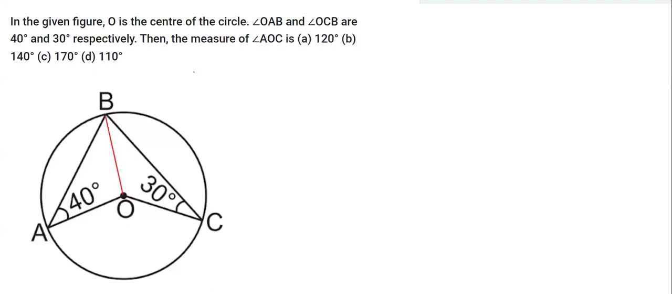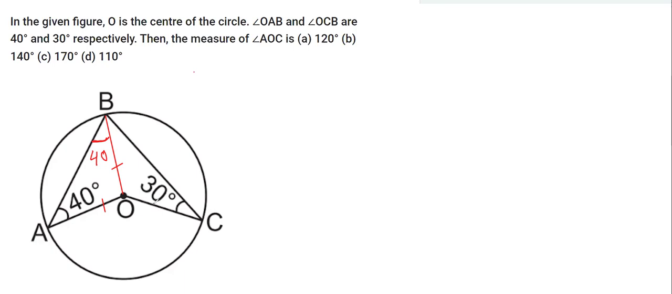Now, what you can see here that these two sides are equal. So we can apply the property that angles opposite to equal sides are equal. So since this angle A is 40, therefore angle OBA should also be 40.